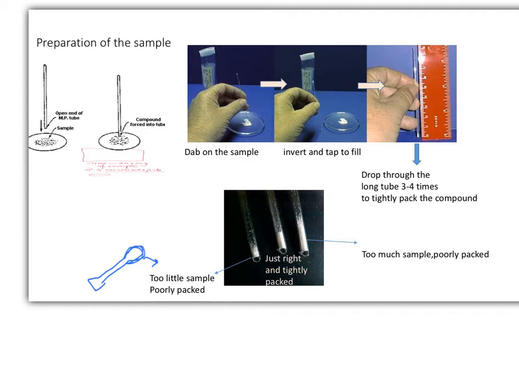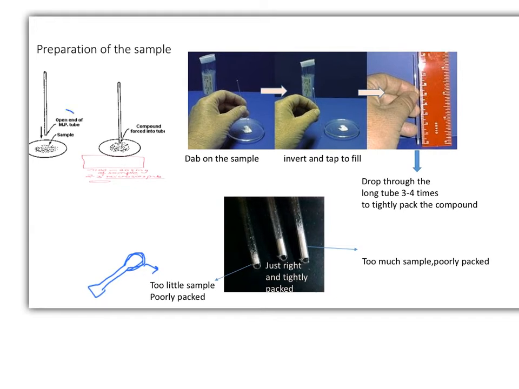Now, you should avoid filter paper for this because that would be a source of minute fibers and that can contaminate your sample. Now, what we are going to do is take our closed end capillary, and using the open end of that, we are just going to dab on our sample. So that's what I'm showing in the next picture.